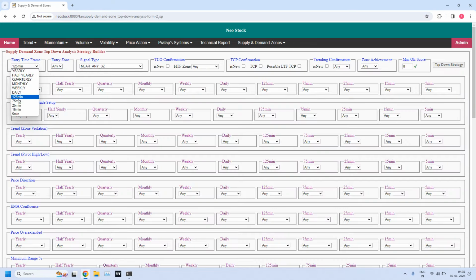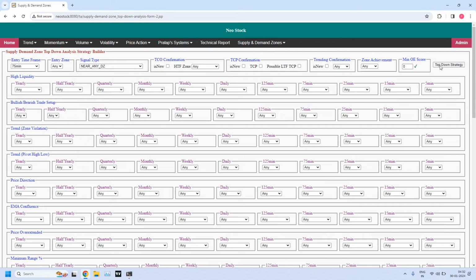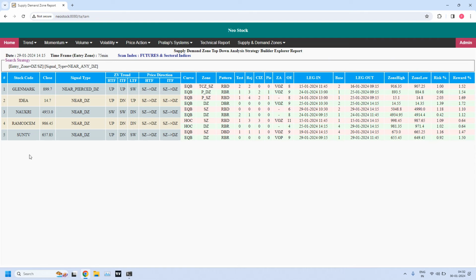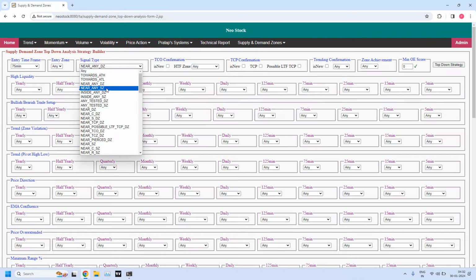Now let me go back. Let me change the time frame to 75 minutes. So entry time frame is 75 minutes. Let us find the stocks near 75 minutes demand zone. So 5 stocks are filtered. Any high liquidity demand zones? It seems no high liquidity demand zones. So we don't have any high liquidity demand zones from 75 minutes time frame. So let's go back. Let us find the stocks near 75 minutes supply zone.